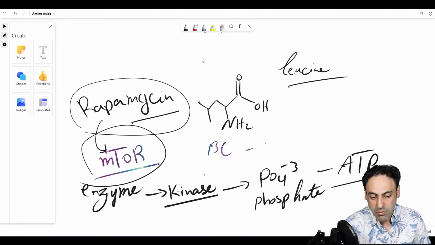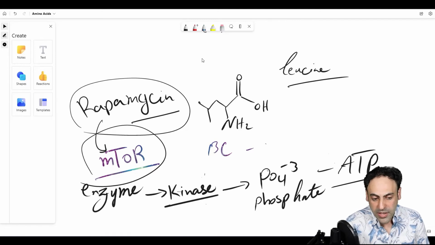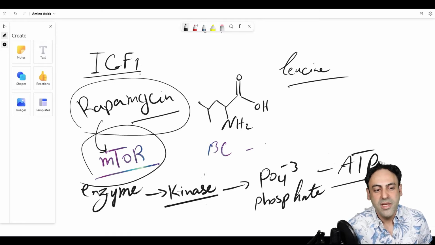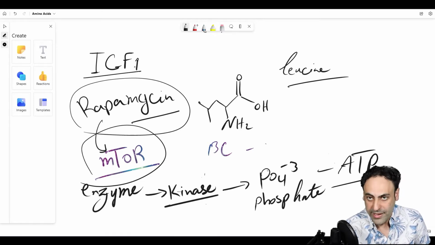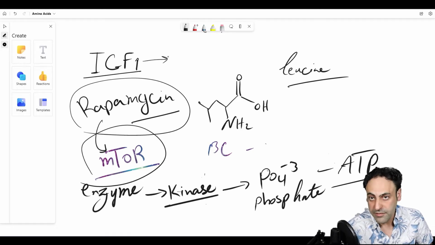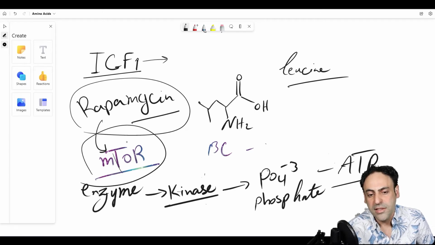But this mTOR is very important because it combines input from some of the factors, like a growth factor, like IGF-1, which is insulin-like growth factor. IGF-1 is going to control the growth and also the cell division. And what mTOR does, we have the pathway inside the cell called mTOR.